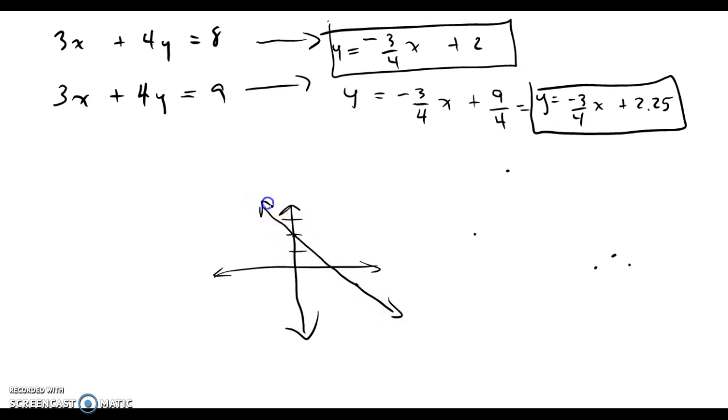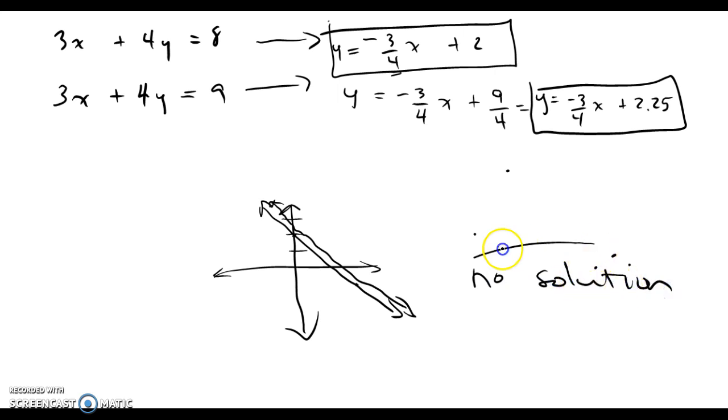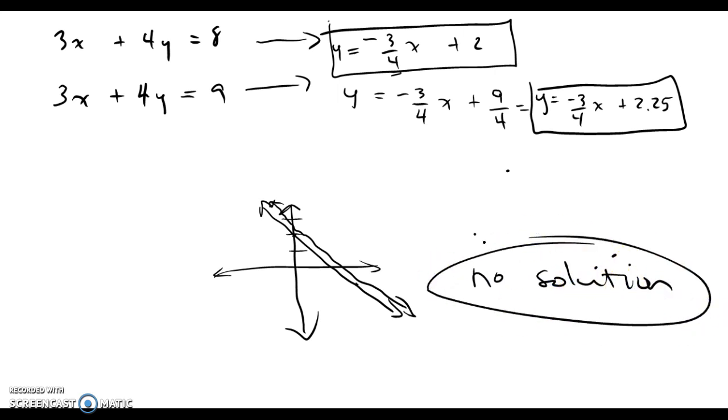And the other one is crossing at 2.25. So these are never going to touch. Sorry, that's supposed to be a line. They're never going to touch. They're going to go for infinity without crossing, because they have the same slope but different y-intercepts. So that is no solution. Okay? So if you get a scenario like that, then it's no solution.